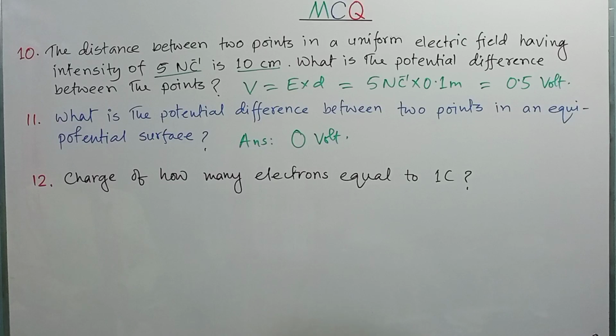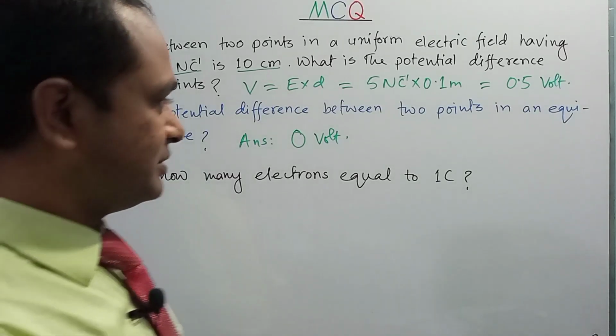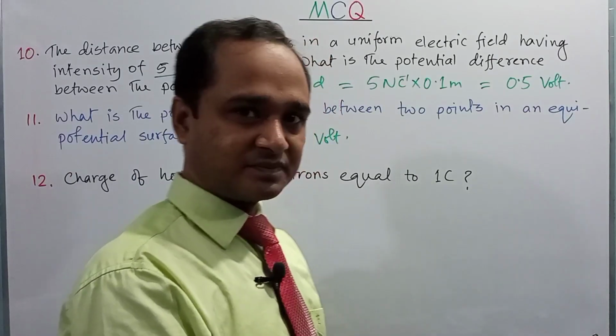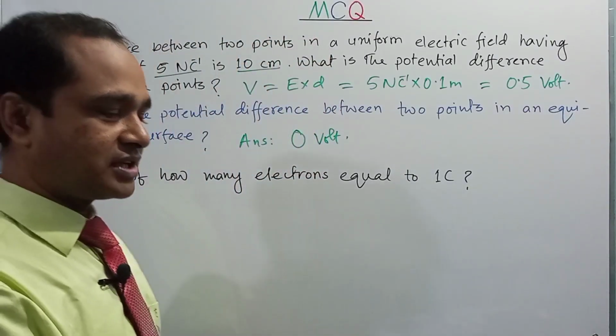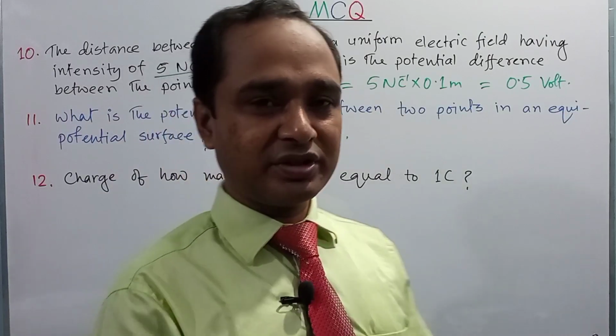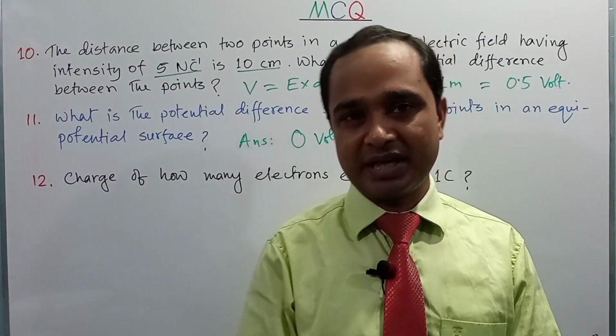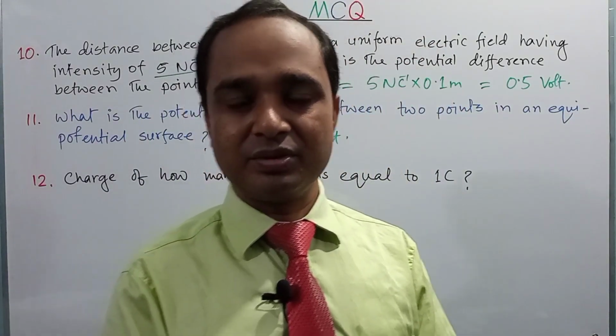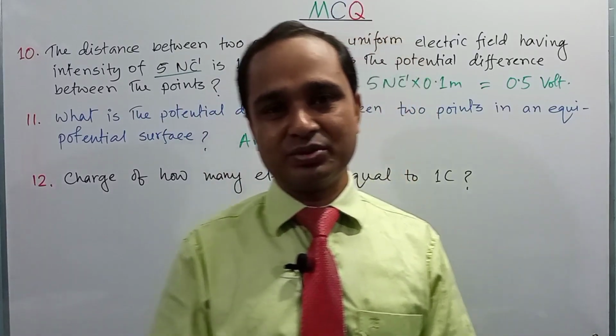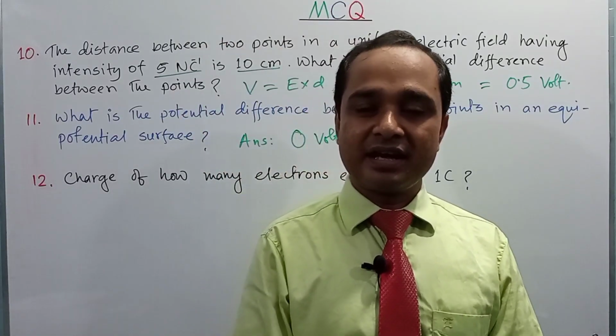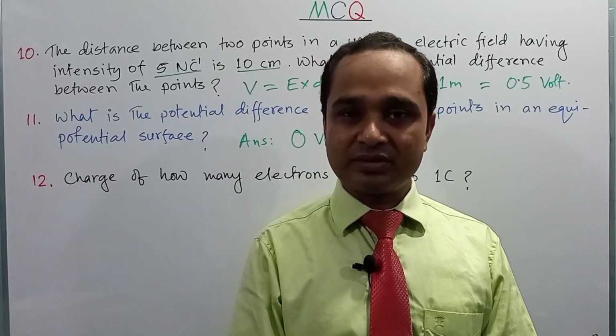Next question, they said that charge of how many electrons will be equal to 1 coulomb. That is, you know, the charge of an electron is 1.6 into 10 to the power minus 19 coulomb. So how many electrons need to gather so that their total amount of charge will be 1 coulomb?